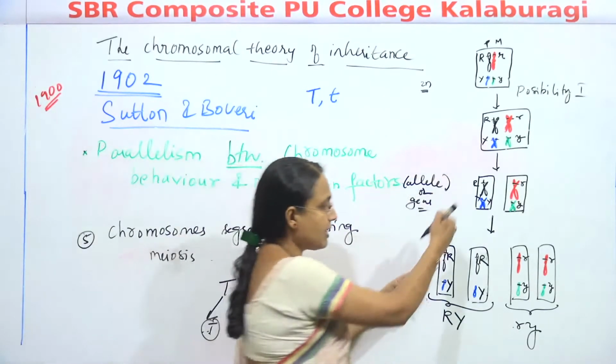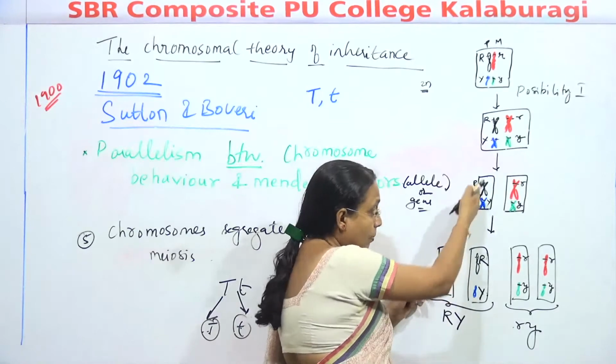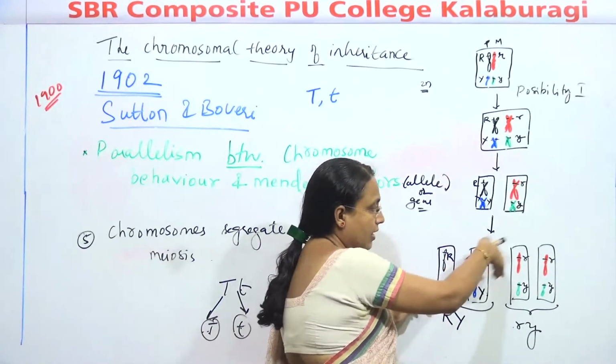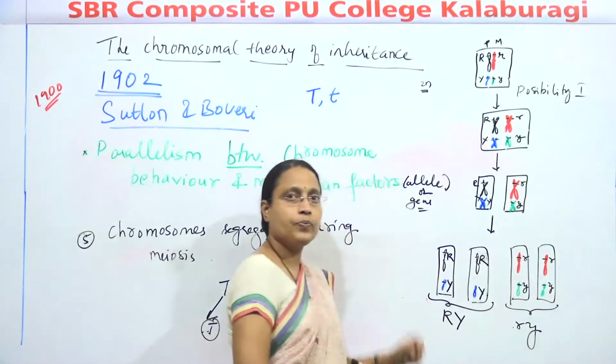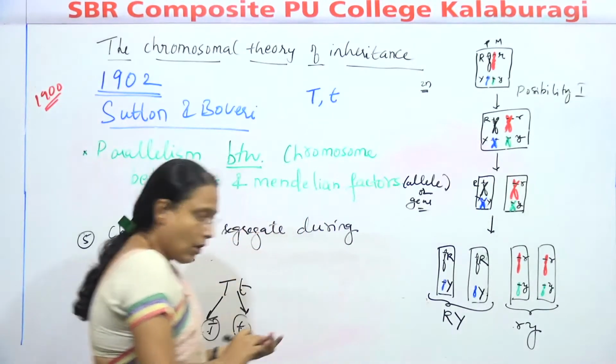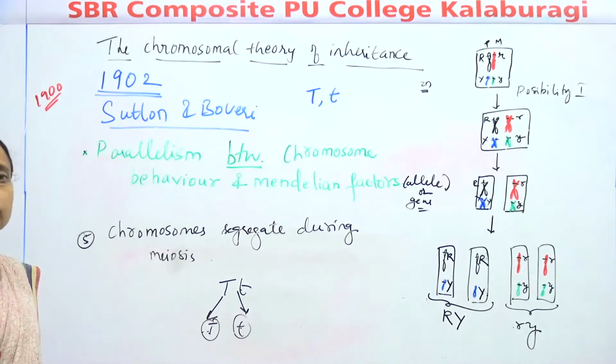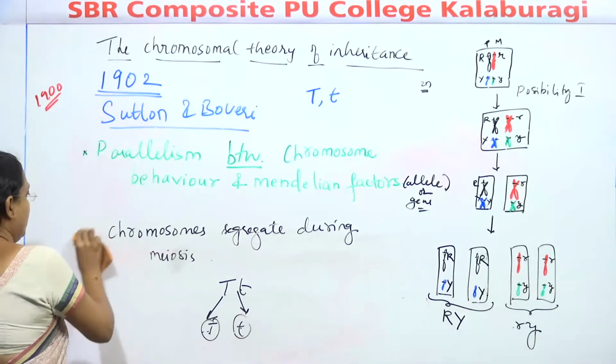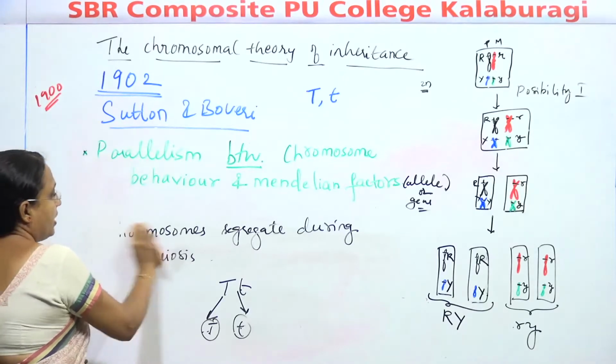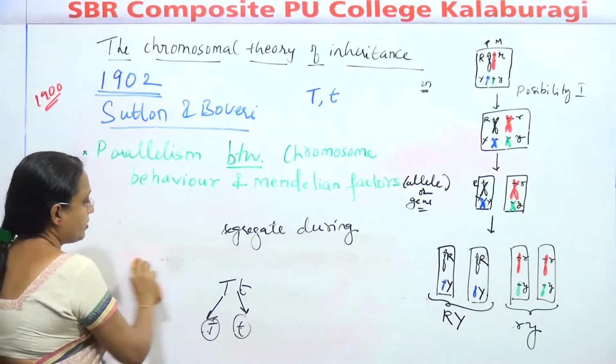Here also the chromosomes will segregate and each distinct type of chromosome enters into the gametes. Okay. So this was about the fifth parallelism between chromosomes and Mendelian factors.